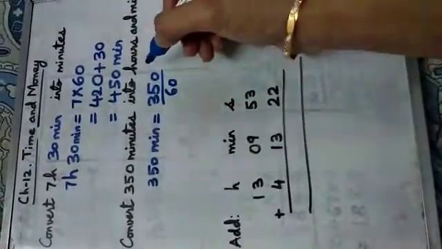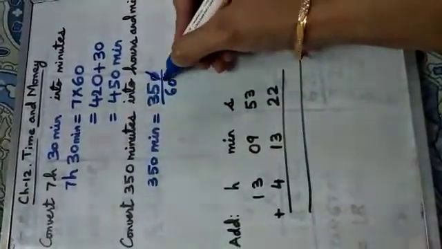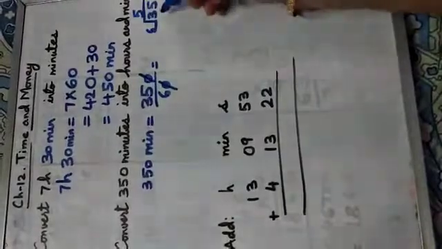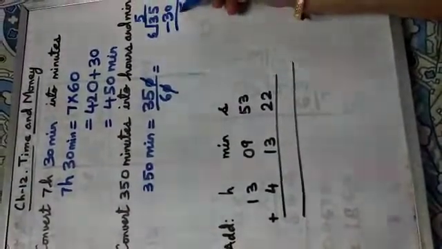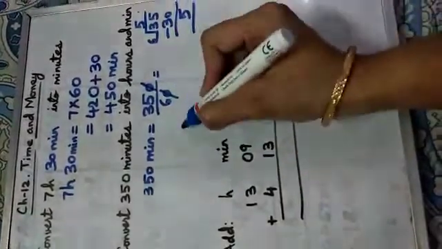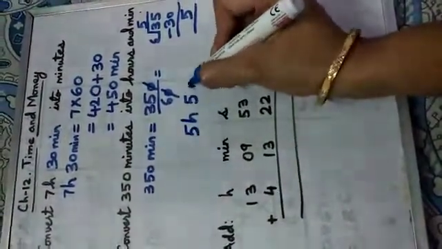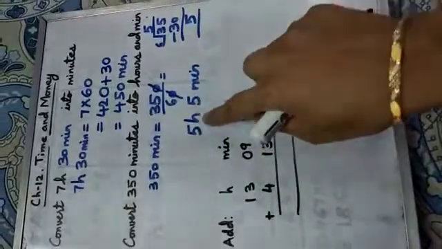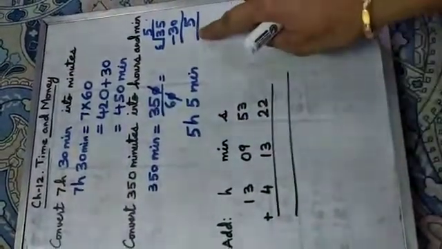You can see in the numerator and denominator 0 is there, you can cancel it off, and when you divide 35 by 6 you will get 6 fives are 30. Difference is 5. This means that 350 minutes is equal to 5 hours and 50 minutes. So we have to divide the minutes by 60 to get converted into hours, and the remainder will be minutes.